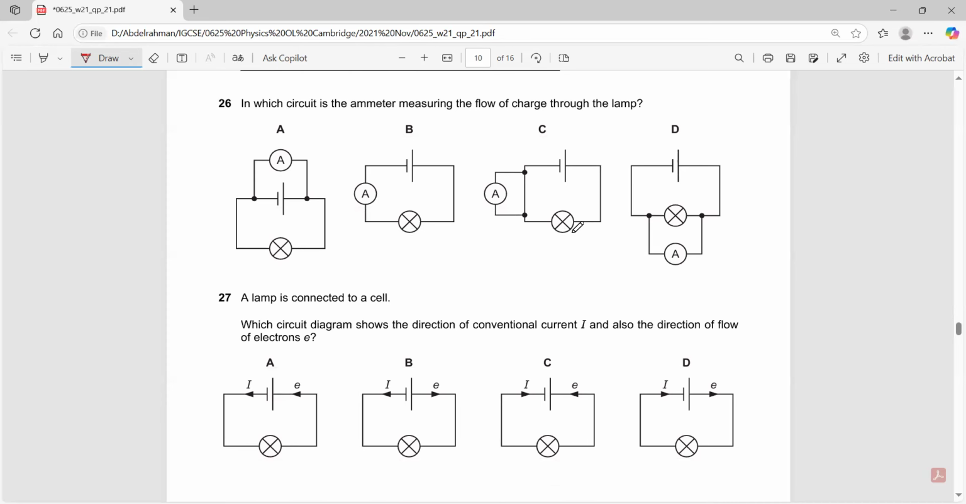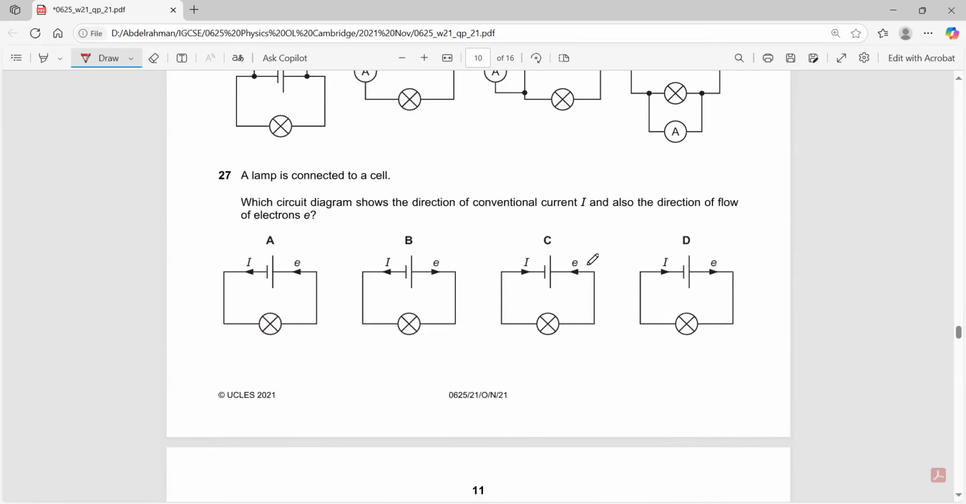26. In which circuit is the ammeter placed correctly? This is B, only B. In which circuit are the direction of conventional current and the direction of the electrons correct? Okay, so the electrons move from the negative to the positive, right? From the negative side to the positive side. And the conventional current moves from the positive end to the negative end.